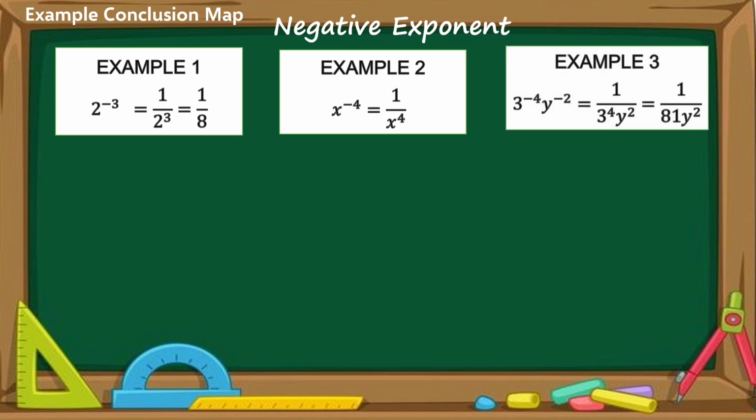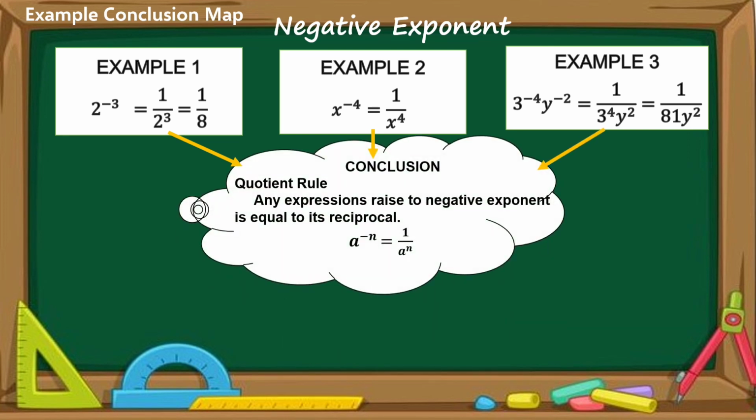Last example, we have 3^-4 times y^-2. It is equal to 1 over 3^4 y^2. 3^4, the value is 81. Therefore, the answer is 1 over 81y^2. From this example, we can conclude that any expression raised to a negative exponent is equal to its reciprocal. In symbol, a^-n is equal to 1 over a^n.